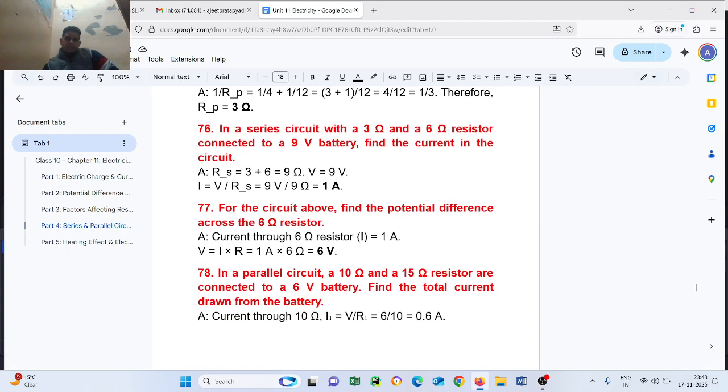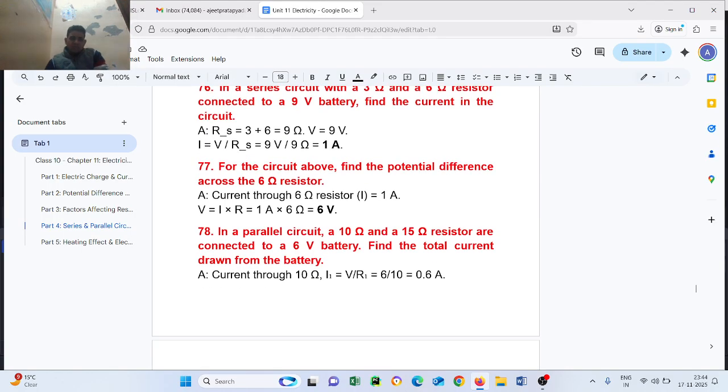Question number 77. For the circuit above, find the potential difference across the 6 ohm resistor. The current through the 6 ohm resistor is I equal to 1 ampere. V equal to I into R equal to 1 into 6 ohm.